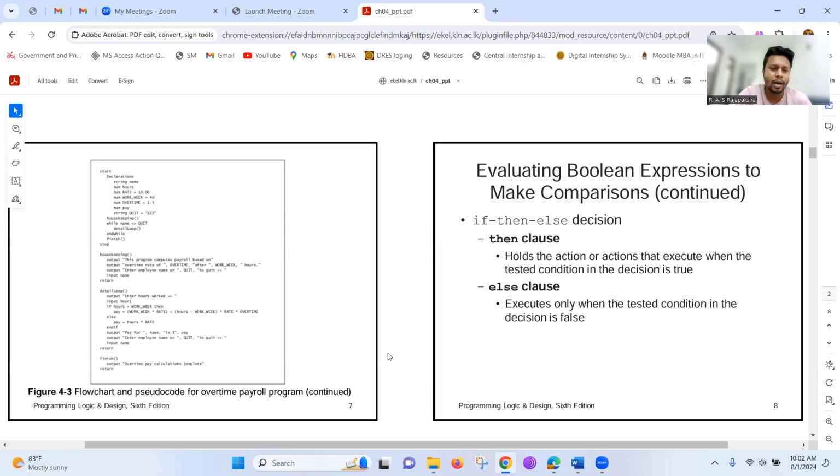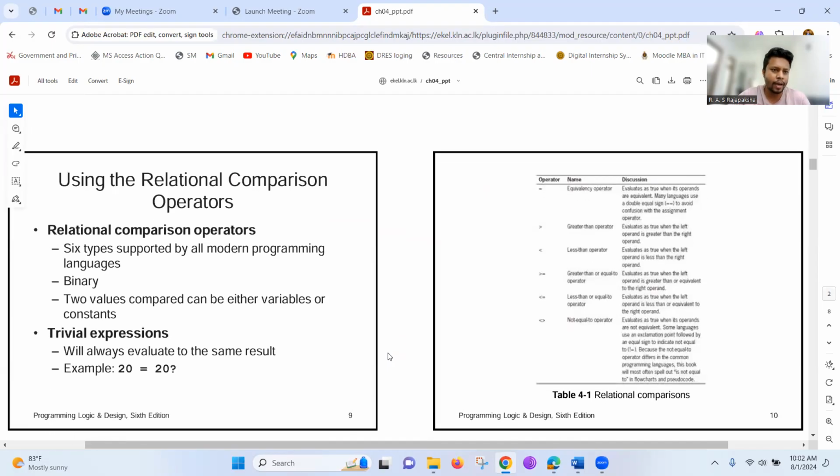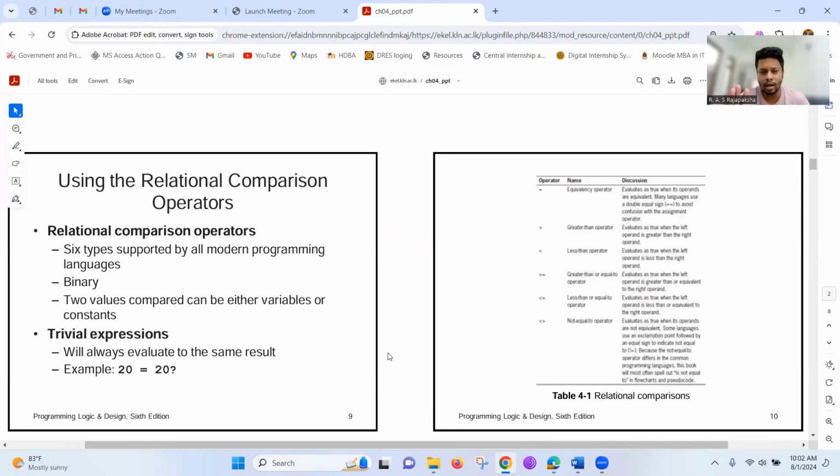So I will not have a huge discussion on these topics. So we discussed using the relational comparison operations. Yes, these parts are somewhat new to you, so we need to pay some attention.